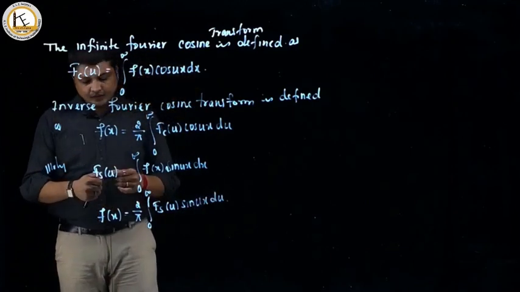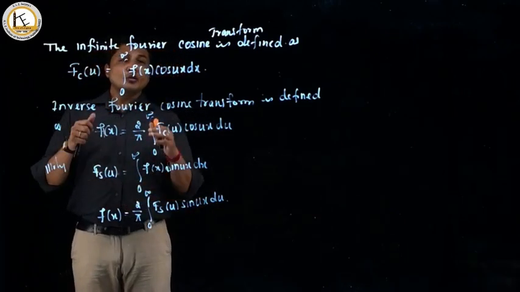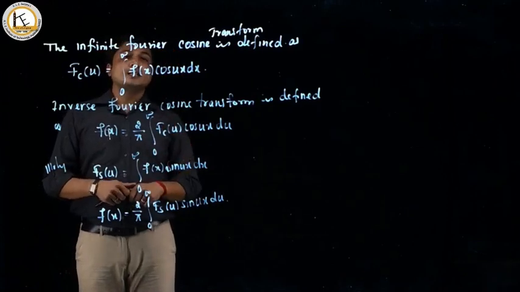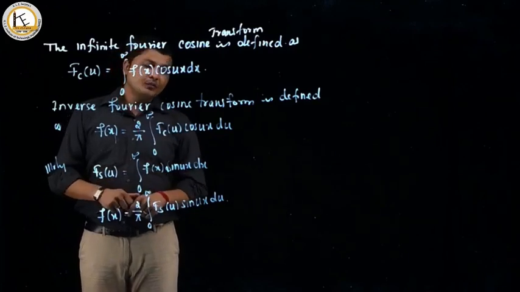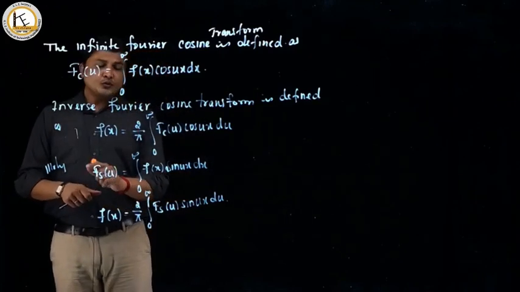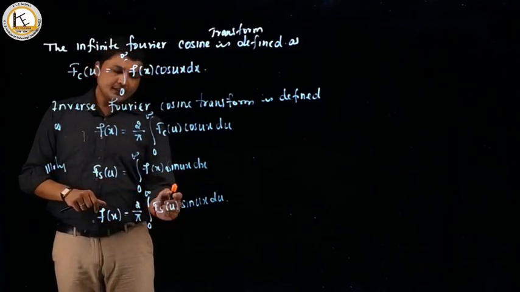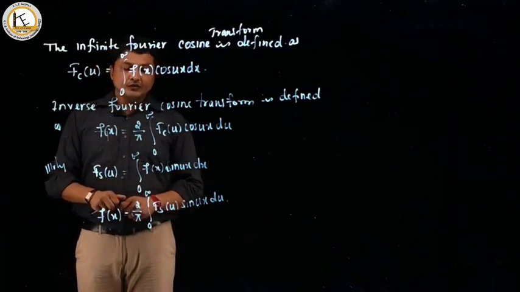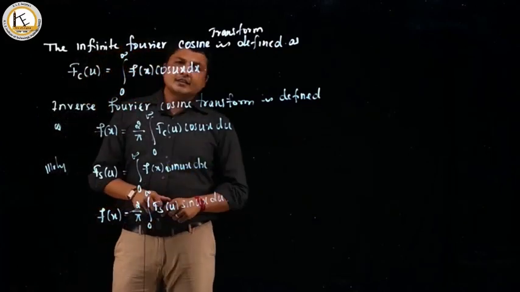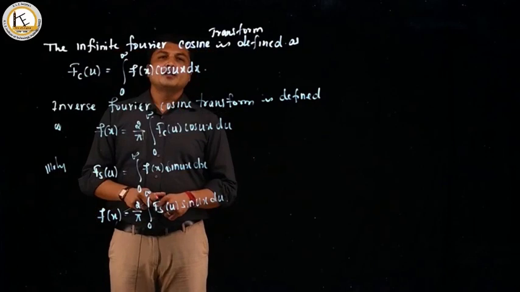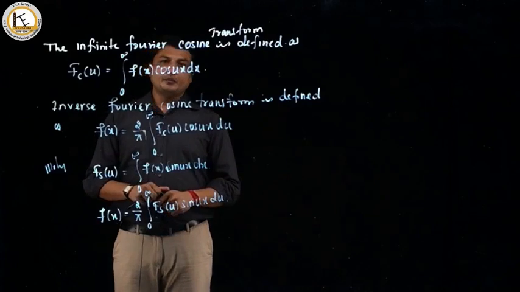So these are the four formulas representing the mathematical form of Fourier cosine transform and its respective inverse Fourier cosine transform, as well as fs of u representing a Fourier sine transform and this f of x representing the respective inverse Fourier sine transform. So next we will solve some problems on this Fourier sine transform as well as Fourier cosine transform.